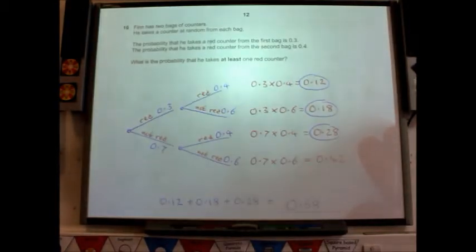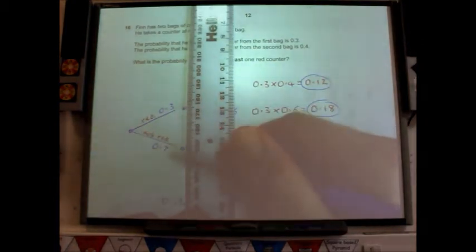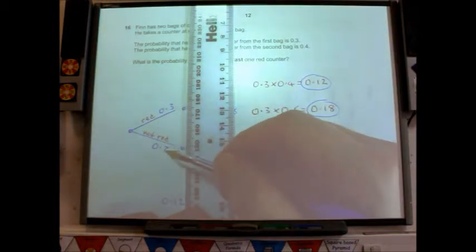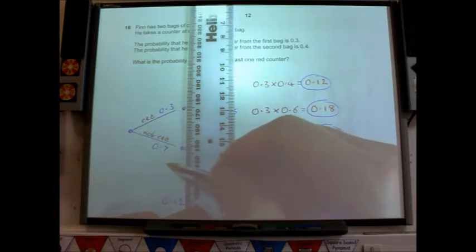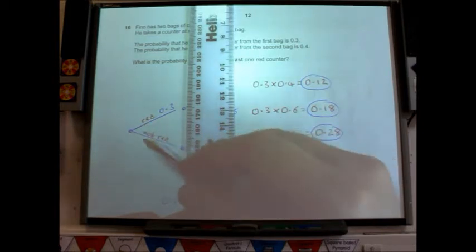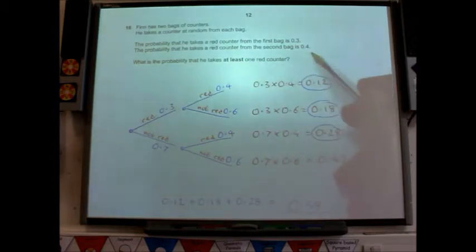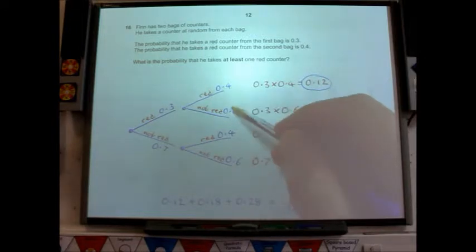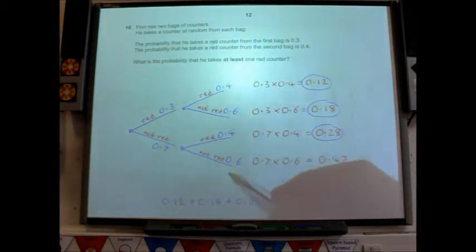Let's just explain it. So this is your first bag. The probability he takes a red counter is 0.3. That means the probability he doesn't take a red counter is 0.7. So when you're in real life, you're actually going along one of these lines here. Your second bag, it says probability he takes a red one is 0.4. So it's 0.4 to take a red. So that must be 0.6 not to take a red, because they must add up to 1. And the same thing down here as well.